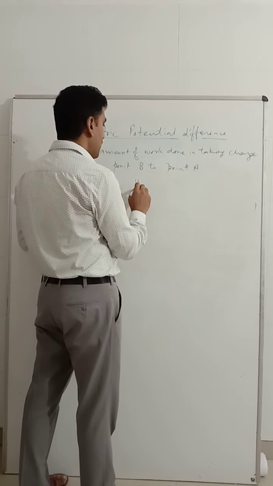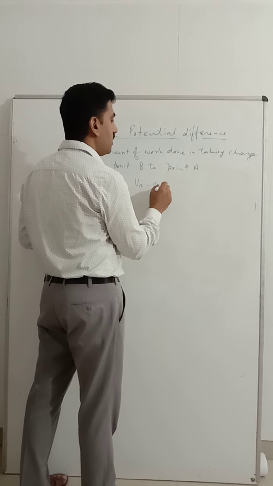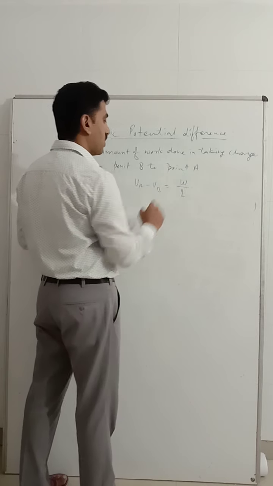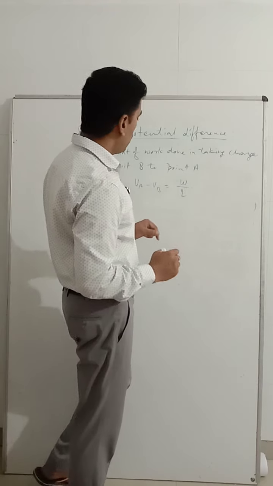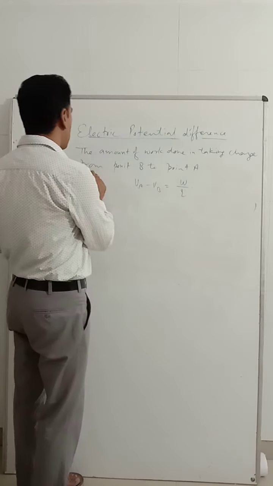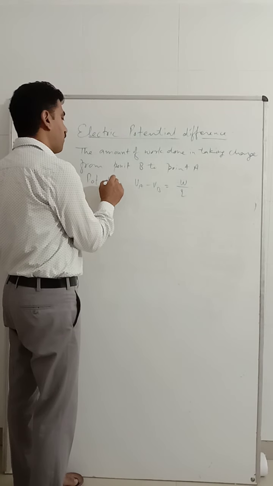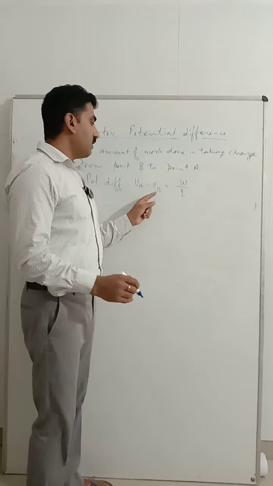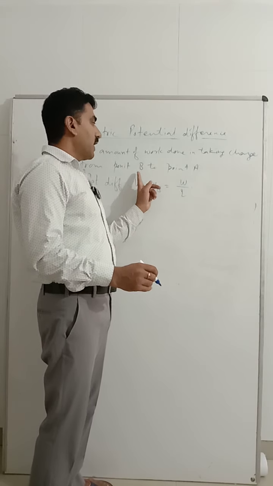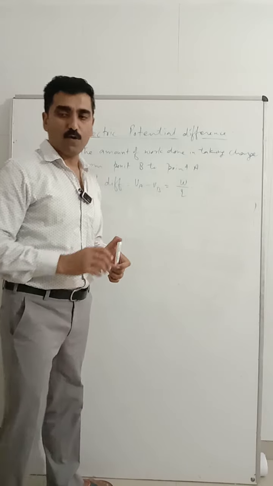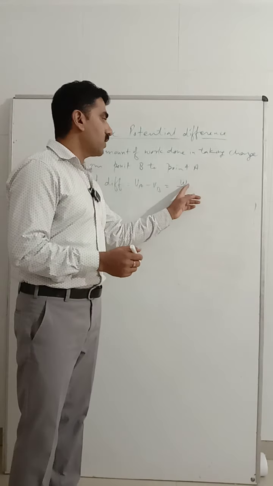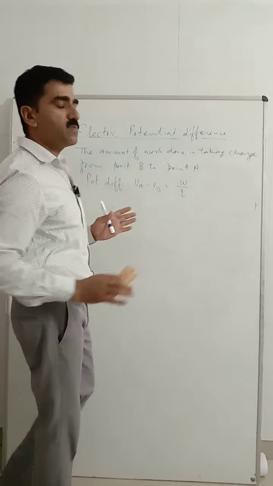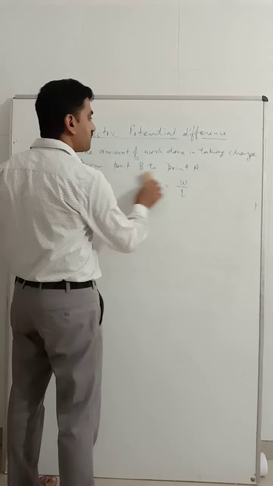So VA minus VB is given as work done per unit charge. So this is also electric potential. We call it potential difference. If you take VB minus VA, then it is the work done taking the charge from A to B, and you can write A to B or B to A. Potential difference is again measured in volts.